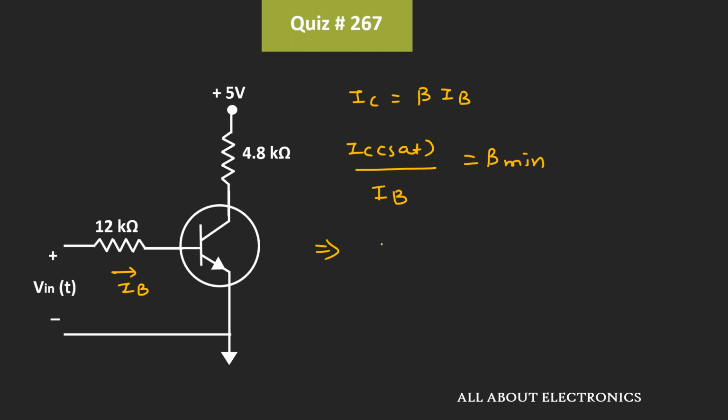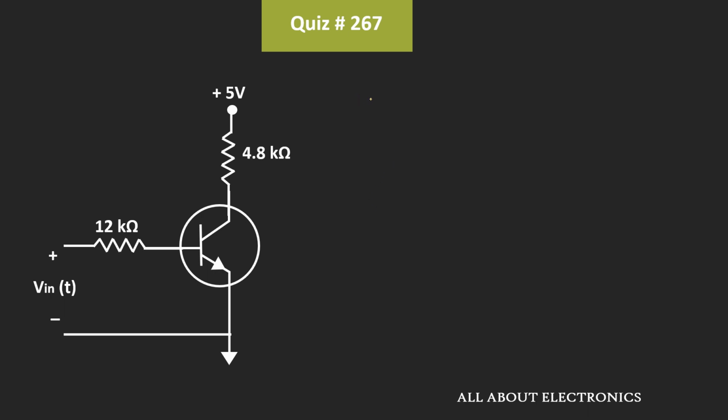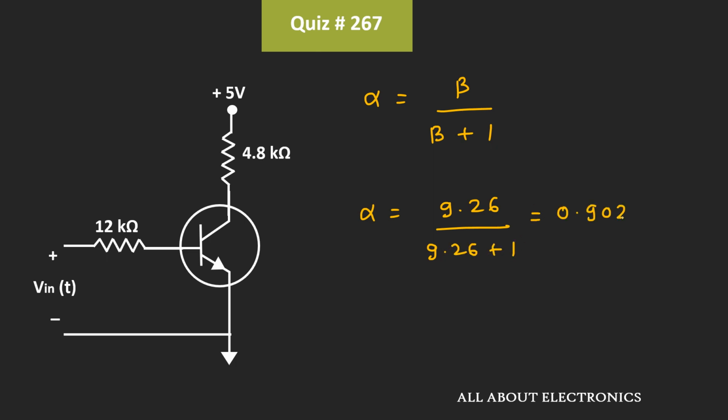That means the minimum value of the beta is equal to 1 milliampere divided by 0.108 milliampere. And if we calculate, then this minimum value of the beta will come out as 9.26. And from this, we can find the value of the alpha. So we know that the alpha can be given as beta divided by beta plus 1. That means this common base current gain, or the alpha, is equal to 9.26 divided by 9.26 plus 1, that is equal to 0.902.